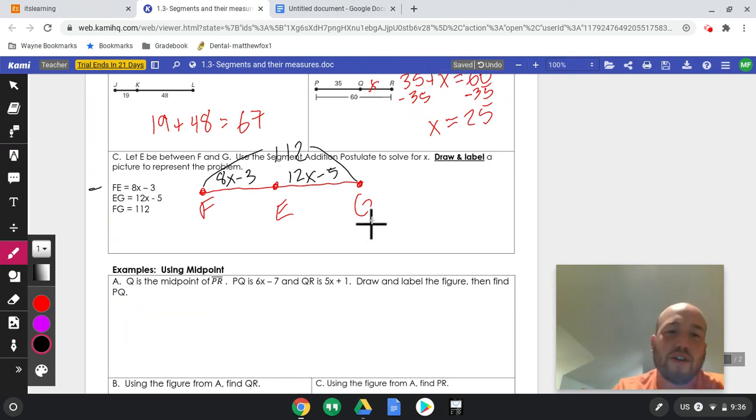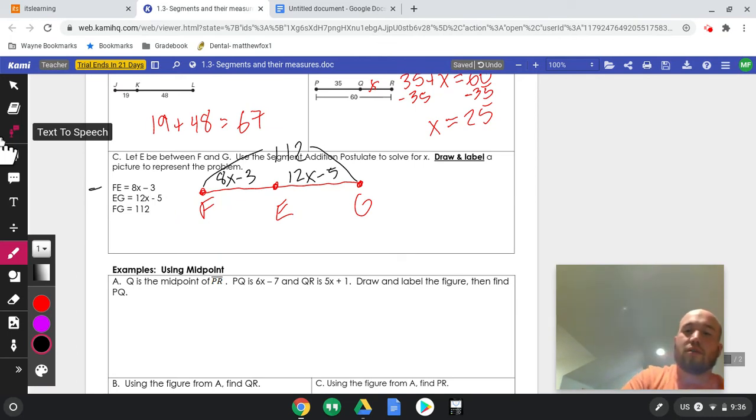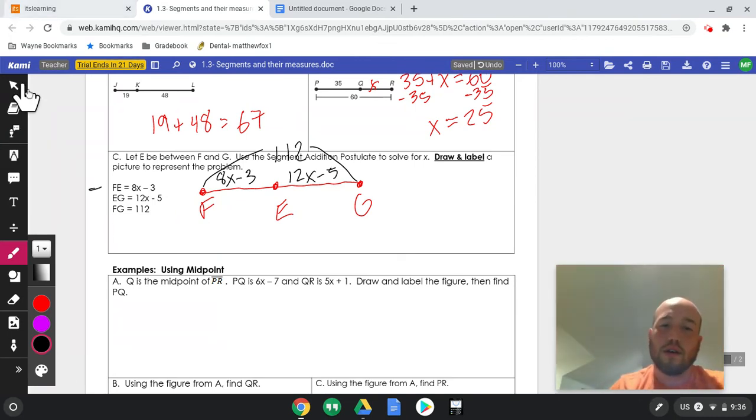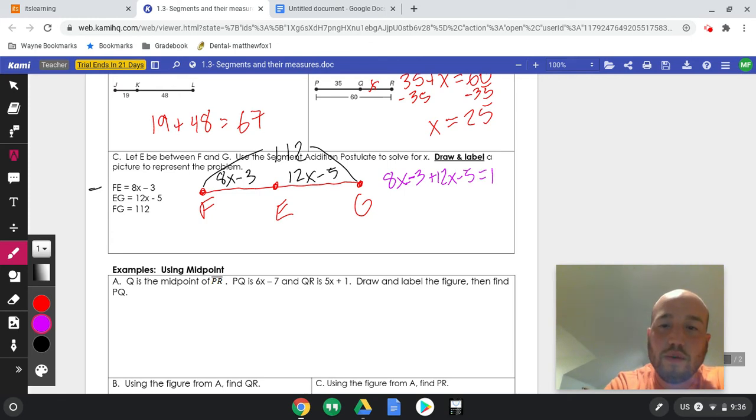So I would recommend drawing this picture and solving with this, because you are definitely going to have to draw pictures like this on your test. Okay, now, as we're doing it, we know, just like my arm, we can add this part plus this part and get the whole thing. So in our case, we'll add this with this to get 112. So let's go ahead and solve this. 8x minus 3 plus 12x minus 5 equals 112.